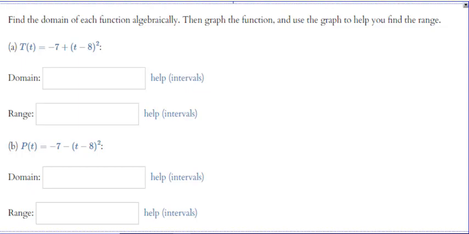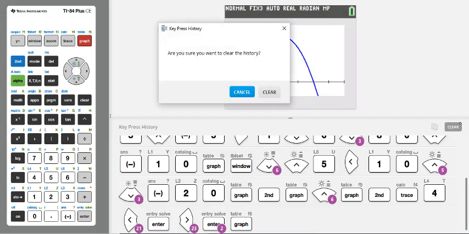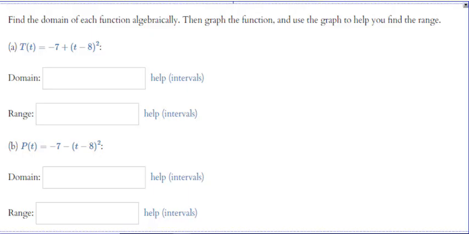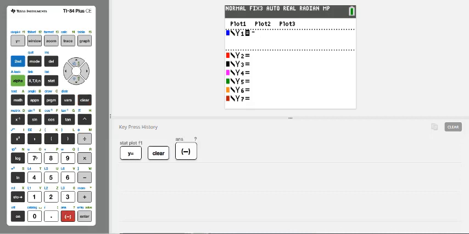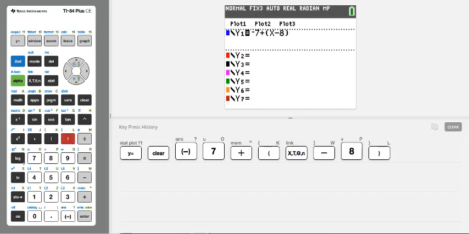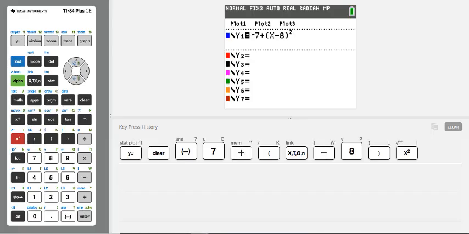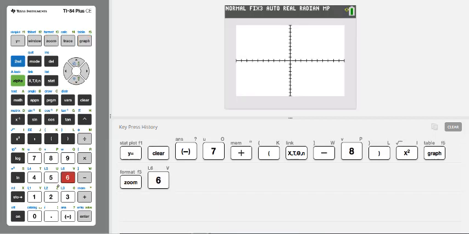We're going to graph it. So let's look at the first one. Let's go clear. Y equals, and let me go back. It's -7 t minus 8 squared. -7 plus squared. I think that's it. Yep. Okay, now I'm just going to hit graph. We can see that it gives me a portion of the graph. Let me hit zoom 6.